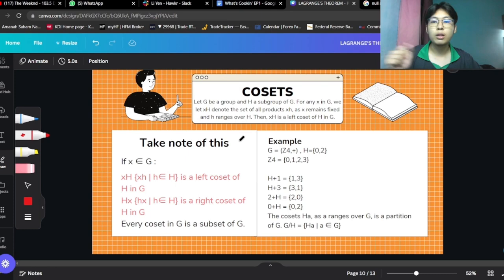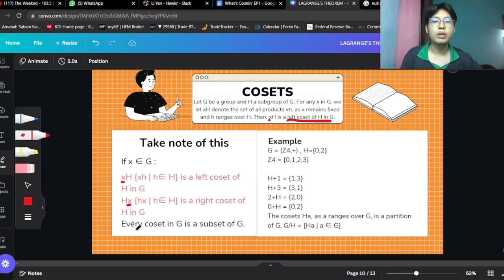If x is on this side and h is on this side, we say that xH is a left coset of H in G. So just take note of this. If x is an element of G, on the left side of H, then for every h an element of H, xH is a left coset of H in G. It's the same when x is on the right side of H: Hx, where small h is an element of big H, is a right coset of H in G. Therefore we can conclude that every coset in G is a subset of G.